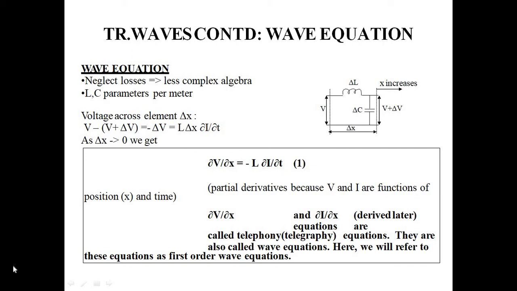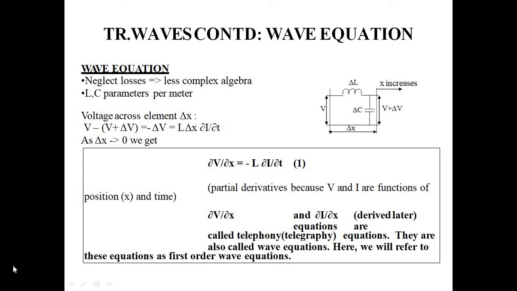Today we are discussing the wave equation. So wave equation means we neglect losses, for less complex algebra. L, C parameters per meter. The diagram will be represented for input side voltage, input voltage, then inductance, then change in inductance, then capacitance, change in capacitance. Then del x means the distance.